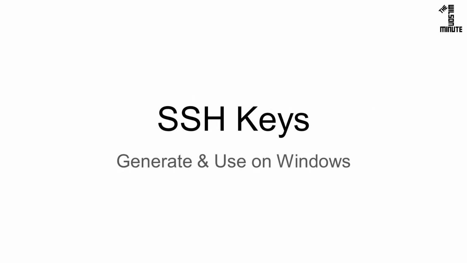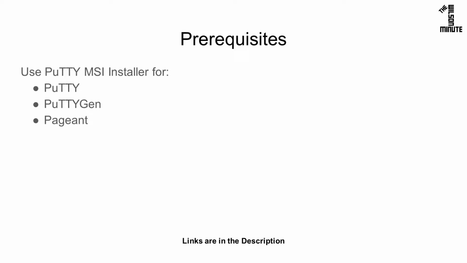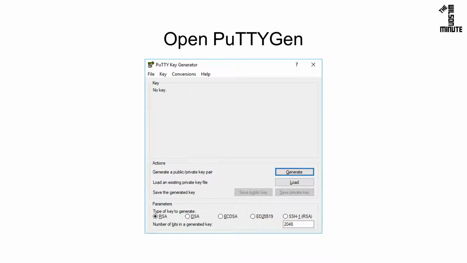Today we will look at how to generate and use SSH keys on Windows. Windows doesn't really have SSH support built in, so we will use the PuTTY MSI installer to install some necessary utilities. Once installed, open PuTTYgen.